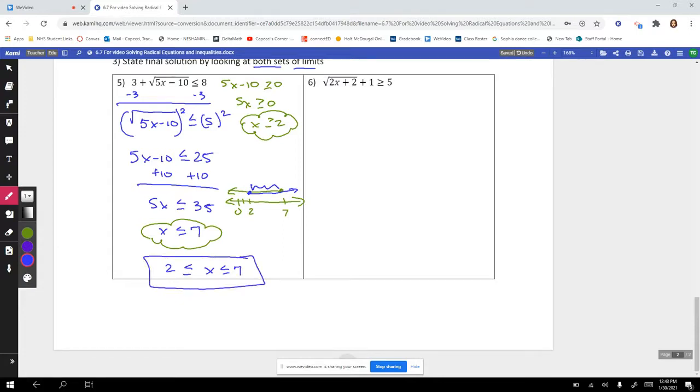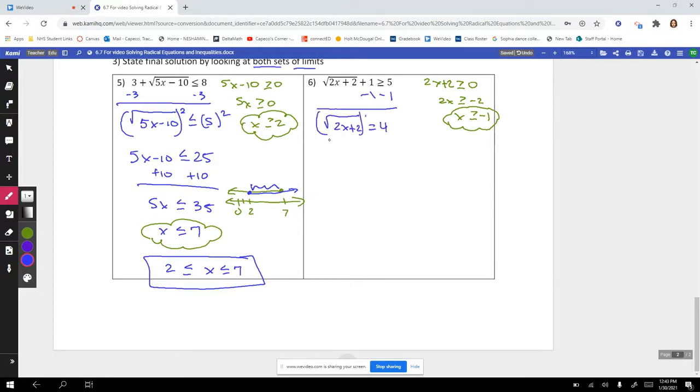All right, let's look at number 6, our last one. Same idea holds true. First, I'm going to start with what my limits are. So I have 2x + 2 has to be greater than or equal to 0. So 2x is greater than or equal to -2, so x is going to be greater than or equal to -1. So that's our first one. I like to do that first just so I don't forget. And for number 6, again, I'm going to bring that -1 to the other side. I have the square root of 2x + 2 is greater than or equal to 4.